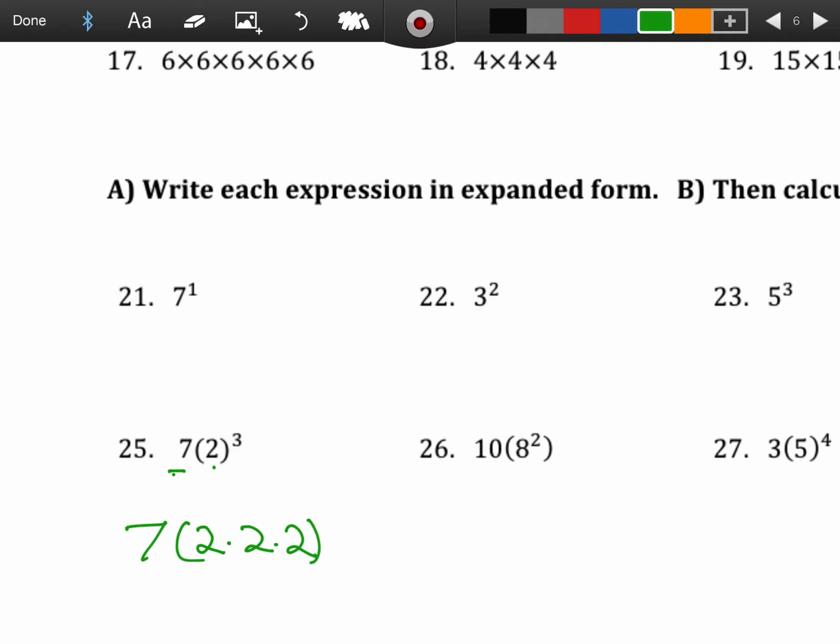Notice that 7 is on its own. And this might be helpful to just draw in an imaginary one, even though we give respect to it and don't necessarily write it all the time. You could do the same thing here and here. 2 times 2 times 2, you can rewrite that as 8. 7 times 8 is 56. So this would be the expanded. This would be the value. Anything else intimidating here?